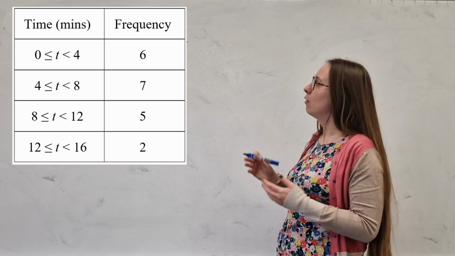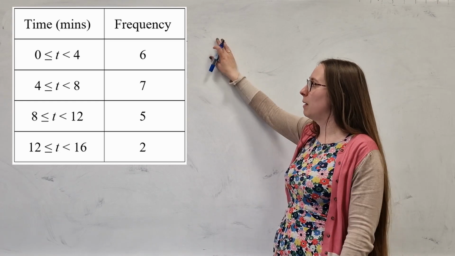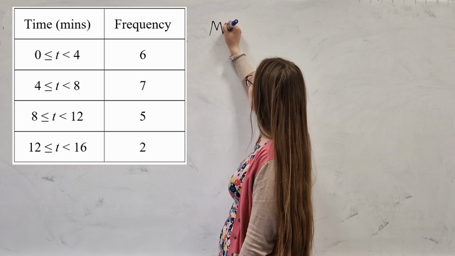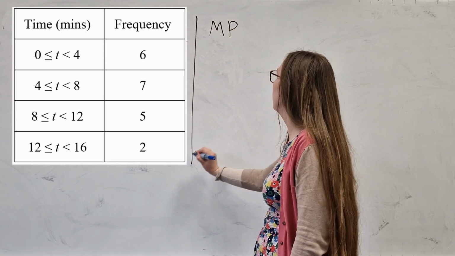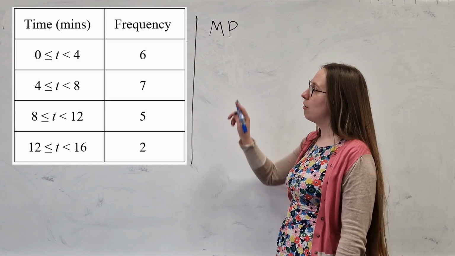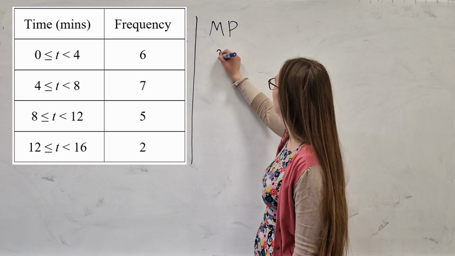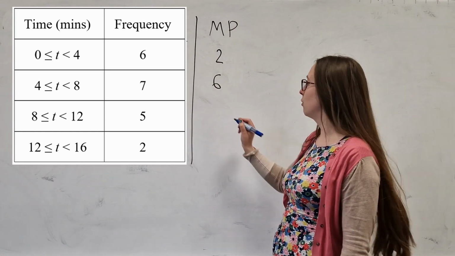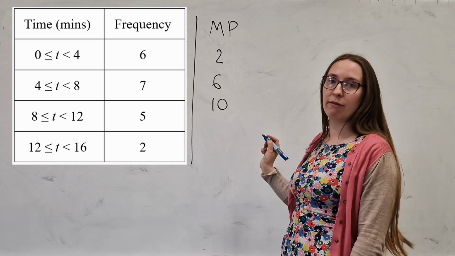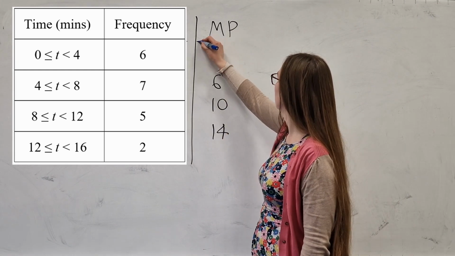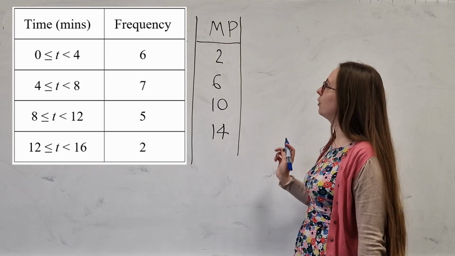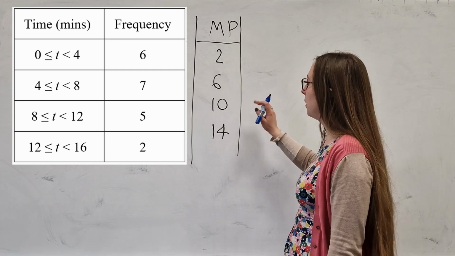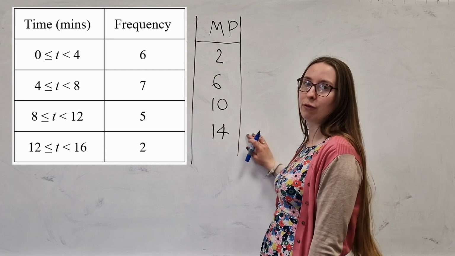So what we're going to do is assume that these 6 people took 2 minutes, which is the midpoint between 0 and 4. So we're going to introduce a new column called midpoints. The midpoint between 0 and 4 is 2. The midpoint between 4 and 8 is 6. The midpoint between 8 and 12 is 10. And the midpoint between 12 and 16 is 14. So, like I said before, we're going to assume those 6 people took 2 minutes, those 7 people took 6 minutes each, those 5 people took 10 minutes each, and those 2 people took 14 minutes each.